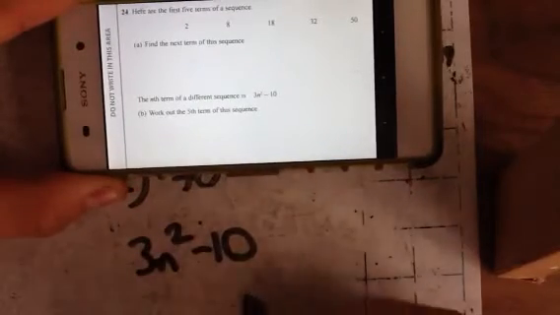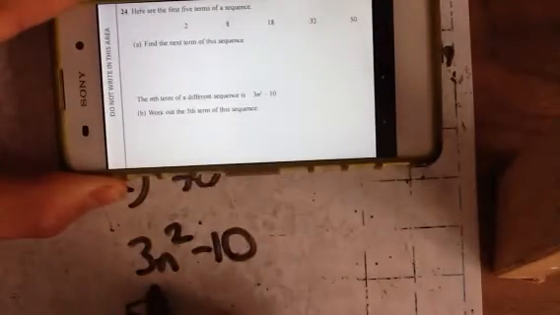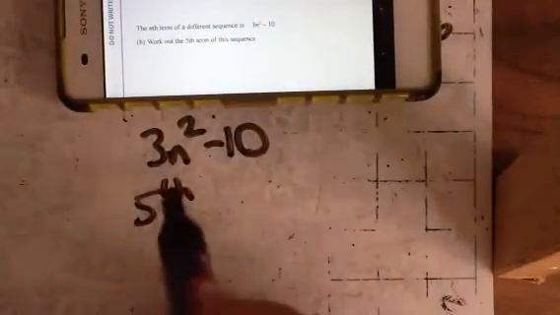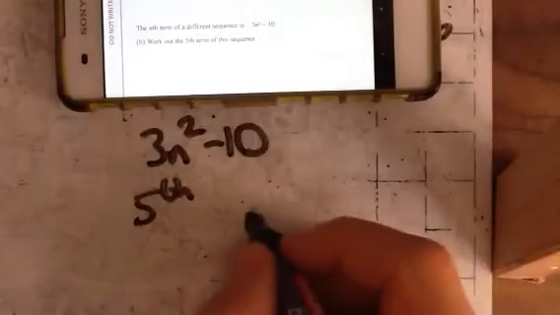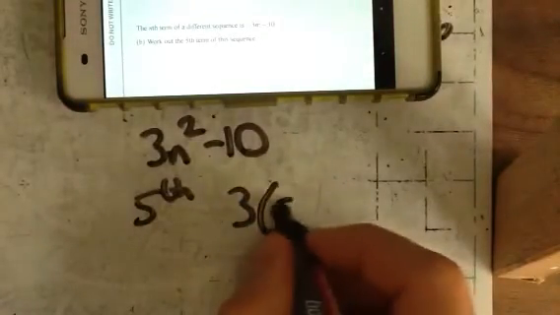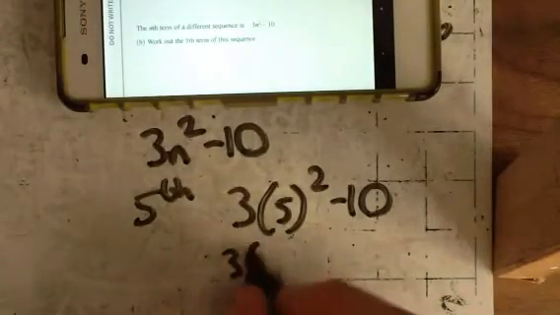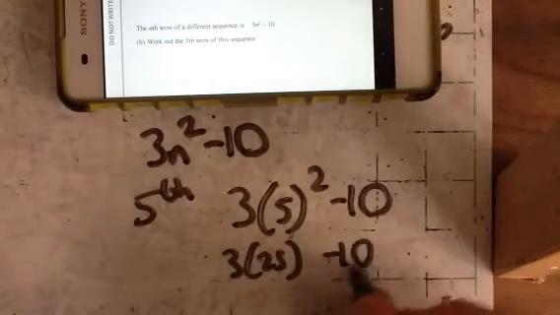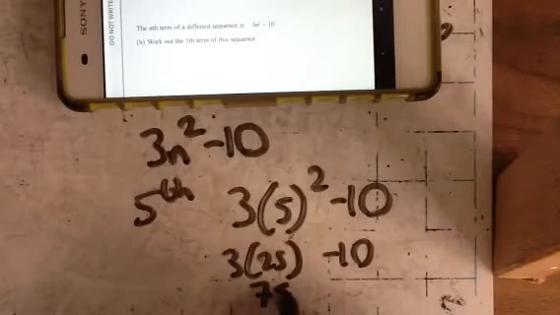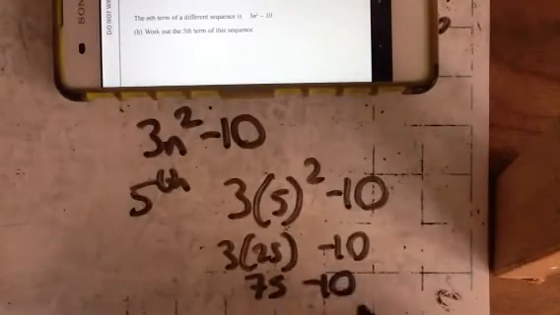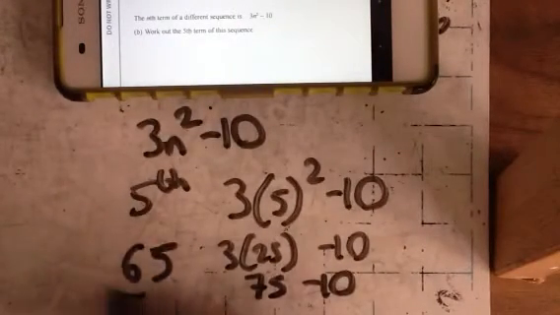Right. The nth term of a different sequence is 3n squared minus 10. Work out the fifth term in the sequence. Now if you think about this, the n is the position of the term. So really what we're doing is 3 times 5 squared minus 10. 5 squared is 25. 3 times 25 is 75. 75 minus 10 is 65. So my answer is 65.